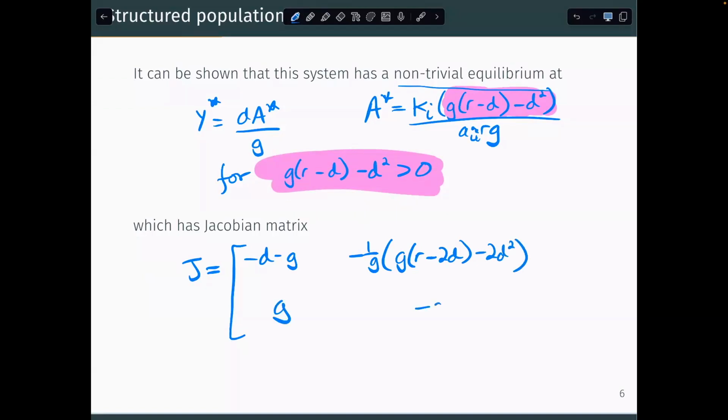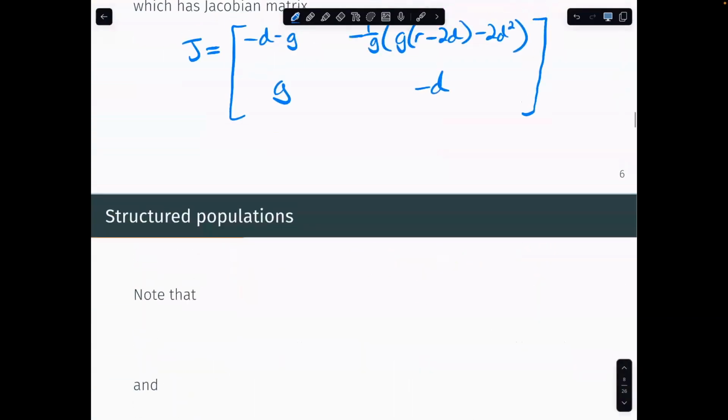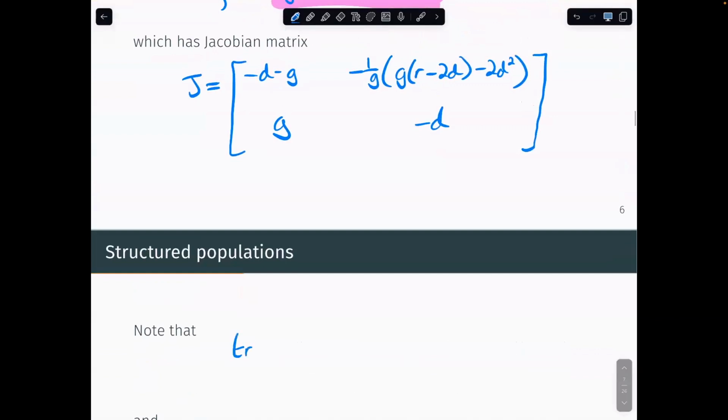G and minus D. Okay, so we've got a Jacobian matrix. We can use the Routh-Hurwitz criteria here. If we note that the trace of this matrix, I'll call this J star. So this is just to make sure it's clear. This is our Jacobian matrix when it's evaluated at the non-trivial equilibrium.